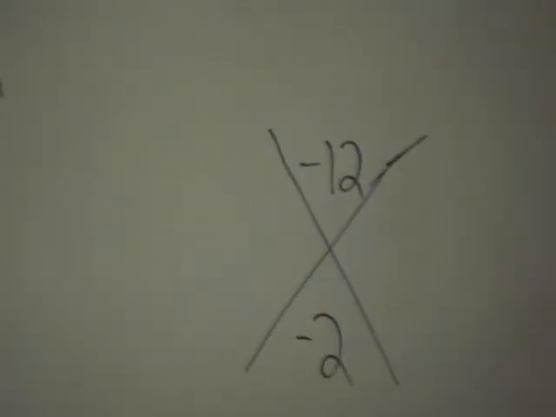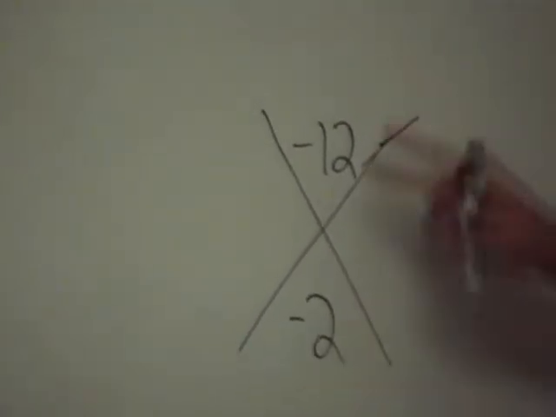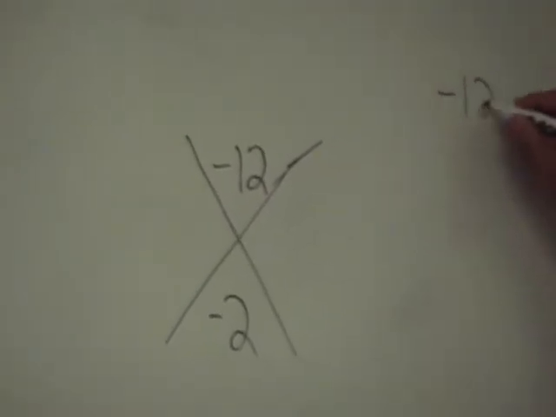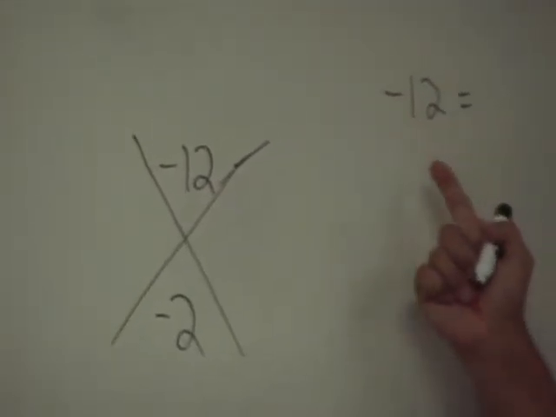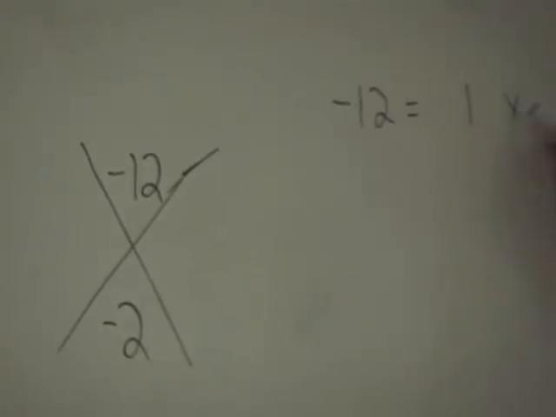I'm going to do this one with you to model what I meant. I'm going to write the product. Which of these is the product? The top one. So I'm going to write negative 12. Then I'm going to write the first two numbers that I always use, 1 and the number itself. 1 times 12.